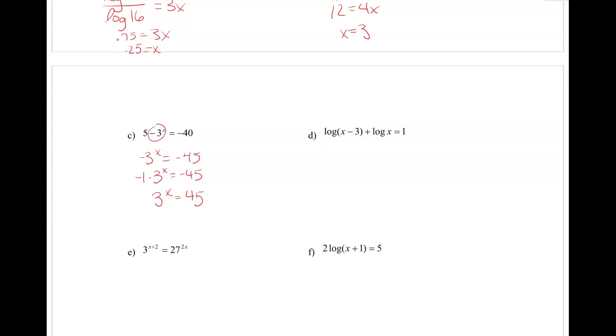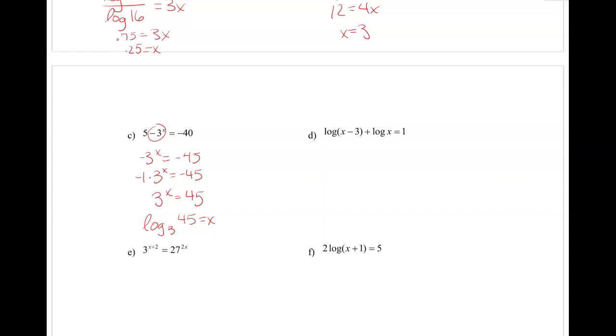Alright. From there, I've just got log base 3 of 45 is equal to x. Again, the whole goal behind that is to try to get the stuff in the exponent by itself. That way we can solve for x, because again, the dead giveaway that it's an exponential is that we've got an x in the exponent. Sometimes it's a different variable, but generally it's an x in the exponent.